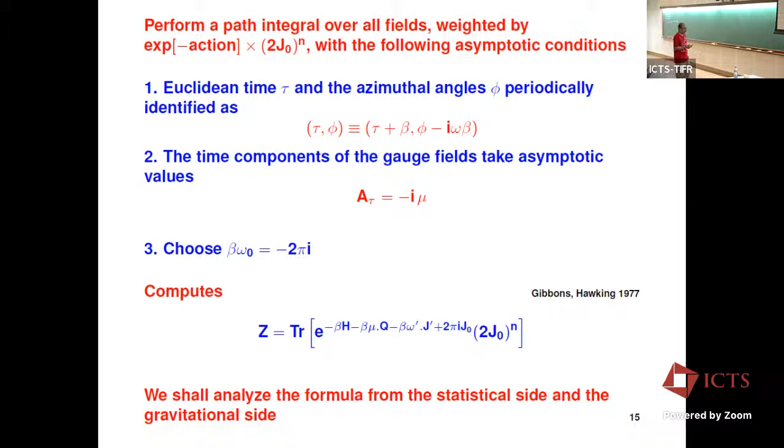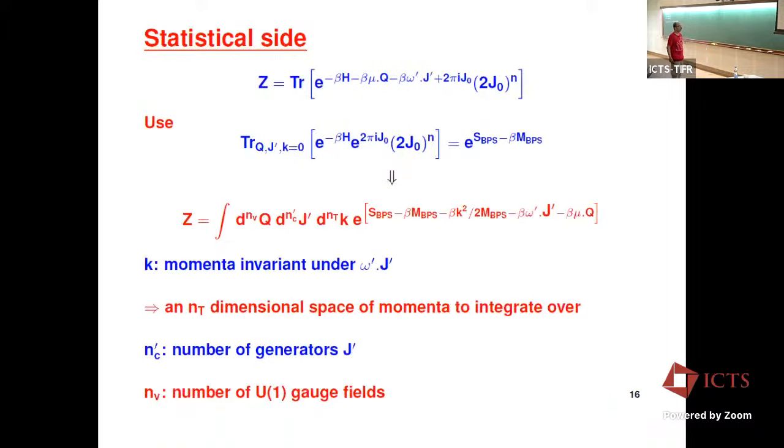So we are going to analyze this formula both from the statistical side and the gravitational side, and then compare. So first, let me describe the statistical side. So here is the formula for Z.